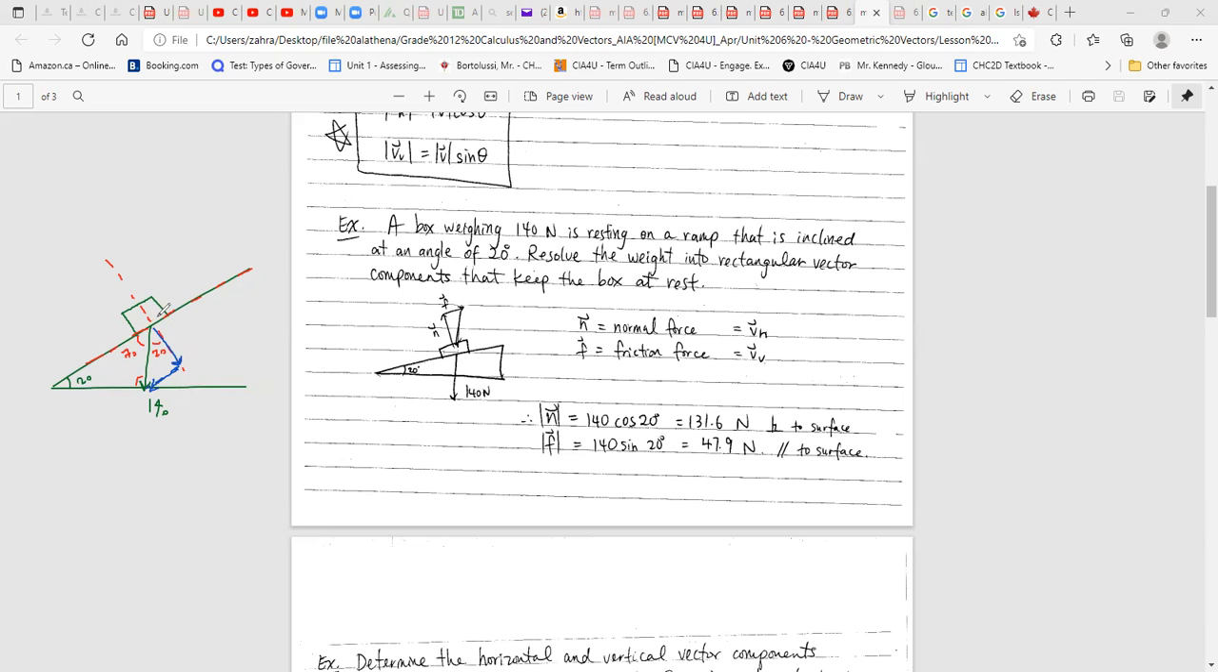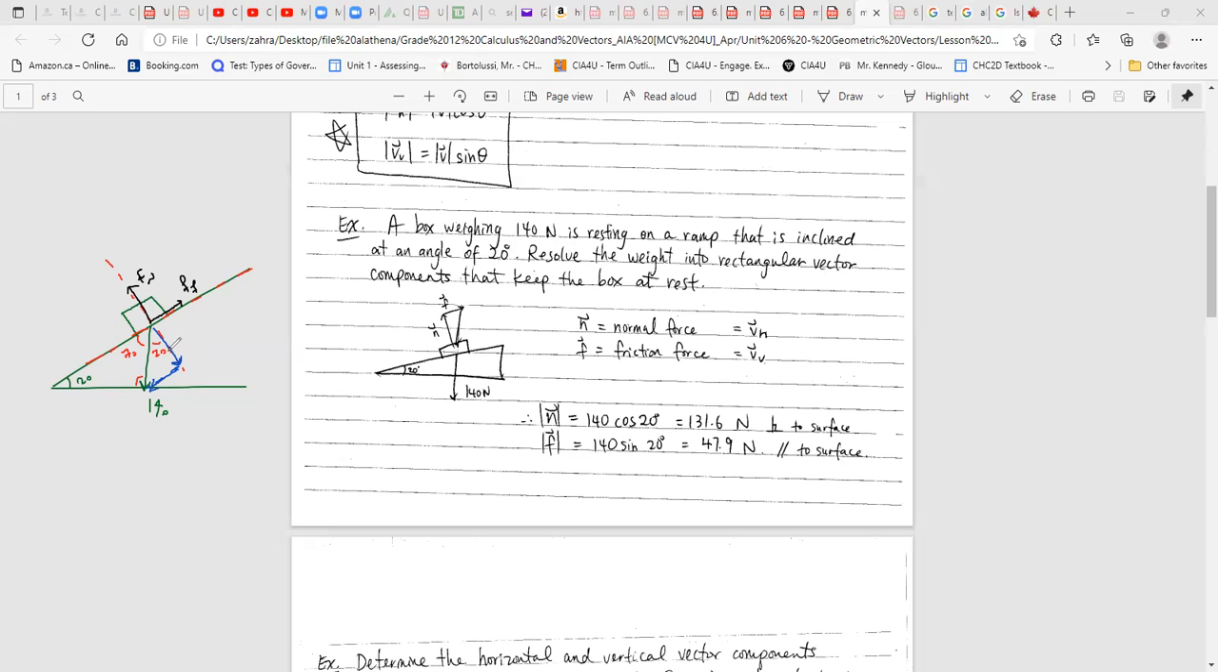The y component needs to cancel the normal force, right? Because the object is not moving up and down, all of the forces on the y axis need to cancel. So here we have a normal force, and we have a friction force. The x component of your weight needs to cancel the friction force, and the normal force cancels the y component.